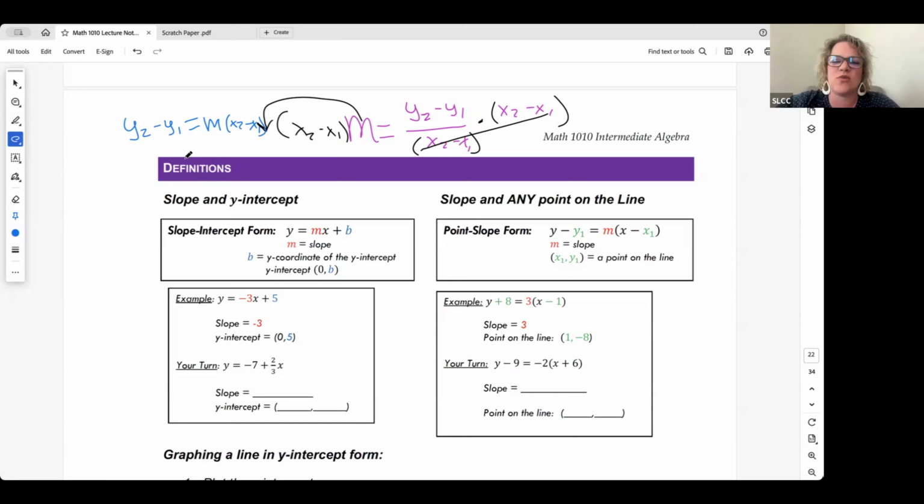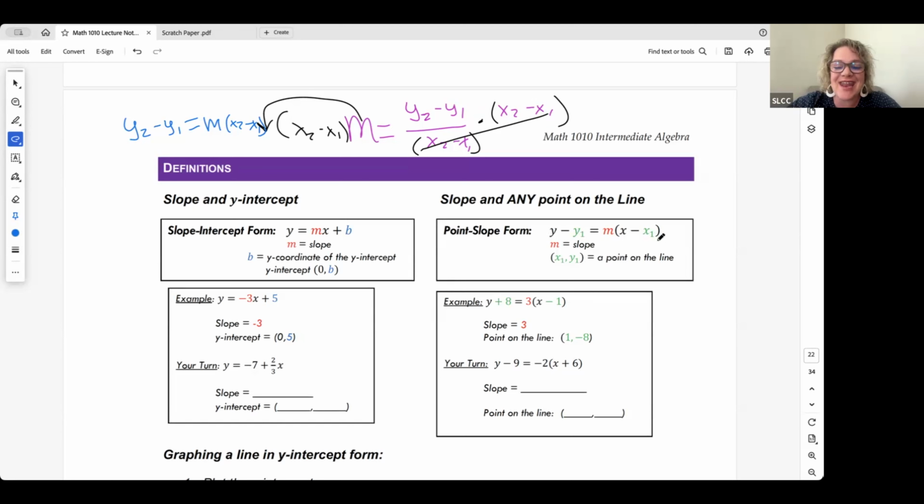Now I don't want to put x2 and y2. I'm just going to plug in 1 point, not 2 points. So I change this to say y and x, and I just subtract y1 and x1. Isn't that cool? So the point slope form comes from the slope formula. Notice the point slope form is y minus y1 equals m times x minus x1.